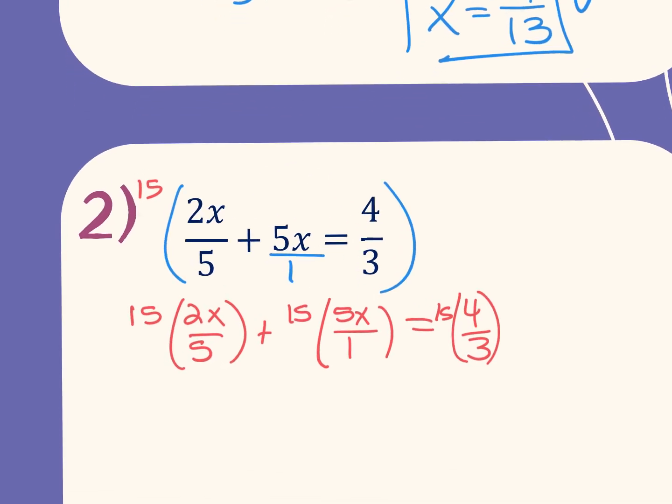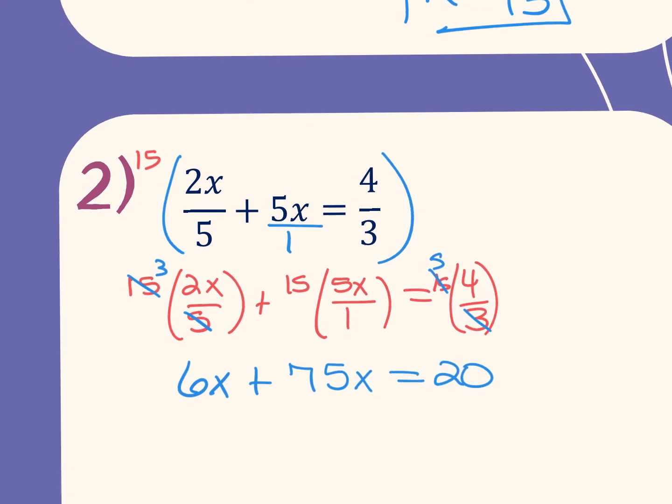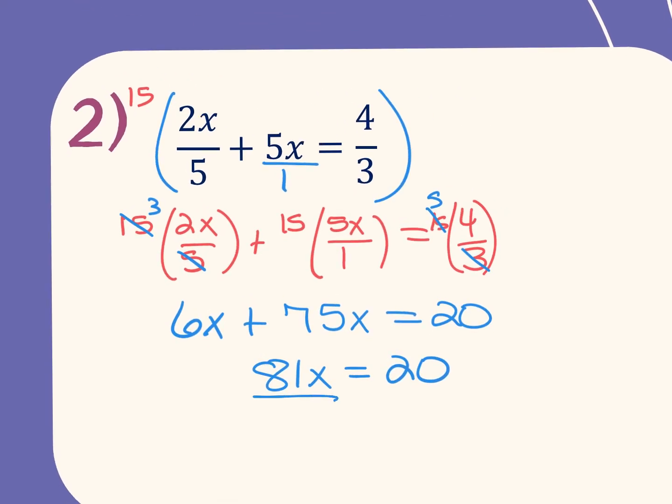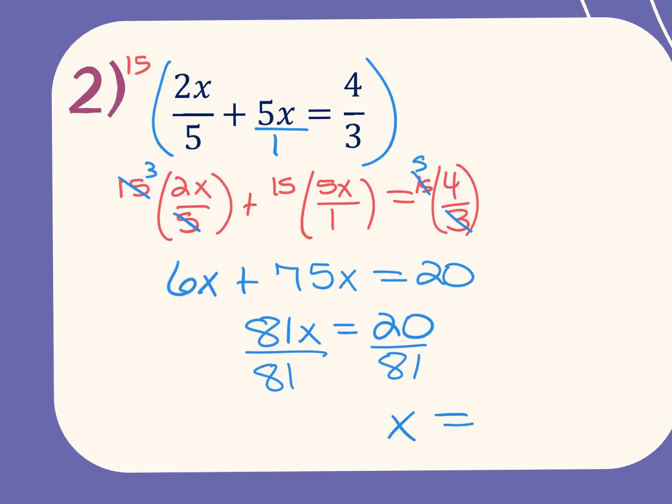I'm going to simplify the 15 and the 5. This becomes a 3. So 3 times 2x is 6x. Nothing to simplify here, so I actually have to multiply 15 times 5, which gives me 75x. And then this simplifies, and 5 times 4 is 20. Now I can combine my like terms. So 6x plus 75x gives me 81x equals 20. Going to divide, and I get 20 over 81. This cannot be simplified any further. So that's my final answer.